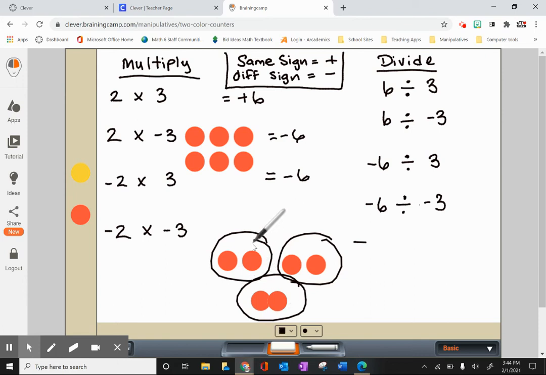The last case here is what happens when you multiply a negative by a negative. In that case, they both have the same sign, so they will be positive. If you're multiplying two things with the same signs, your answer is positive.